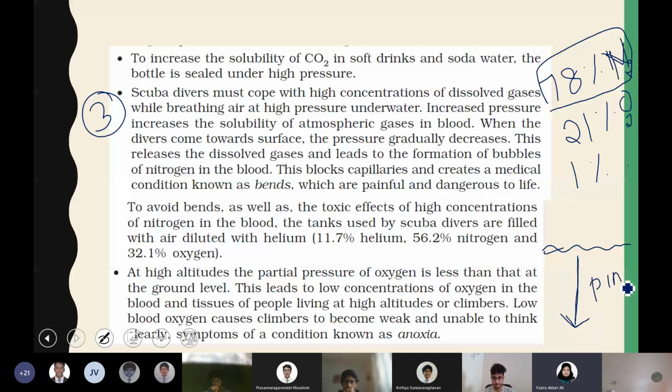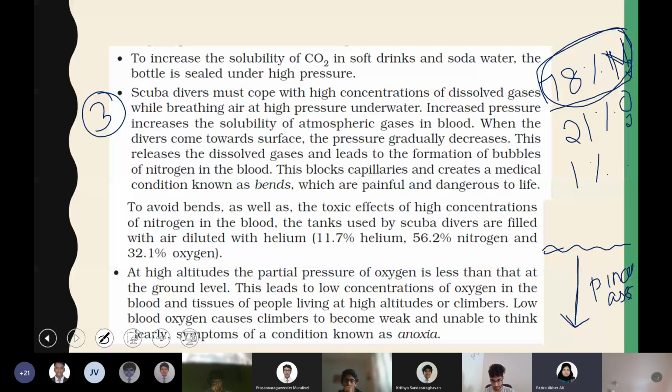What happens when pressure increases? Because of the increase in pressure, more and more nitrogen will get dissolved in our blood, because the major component of air, 78%, is nitrogen. So at normal atmospheric pressure, the nitrogen will not get dissolved.